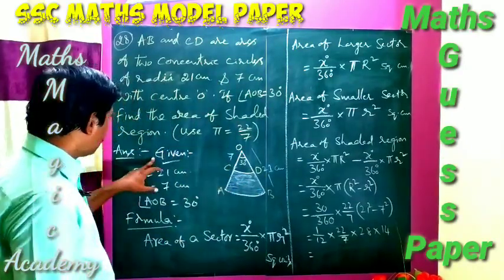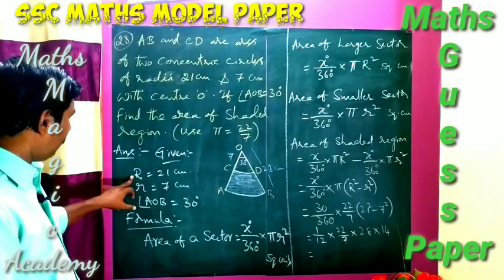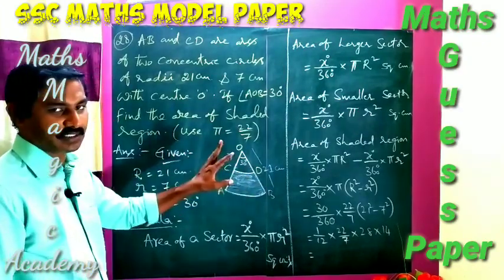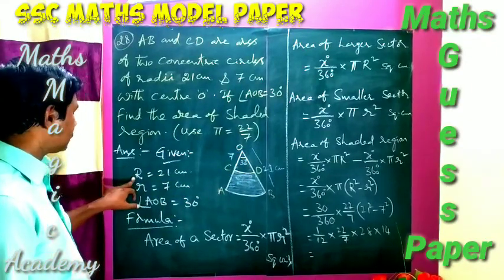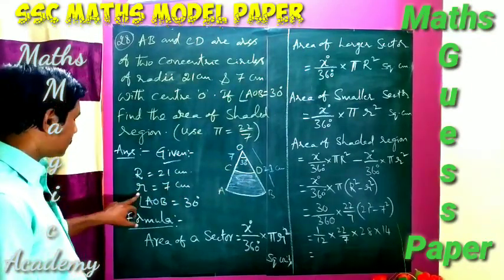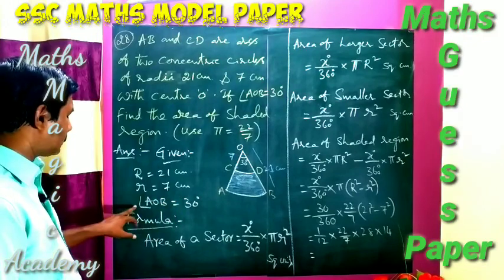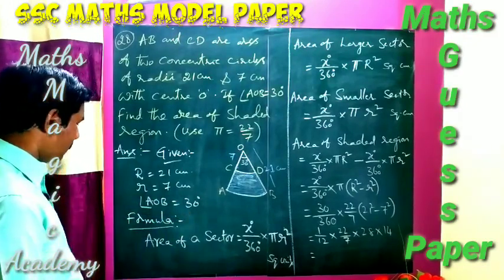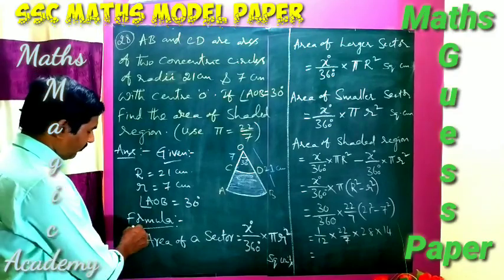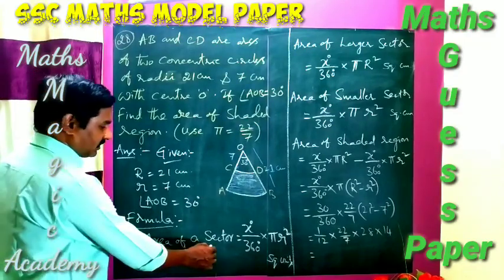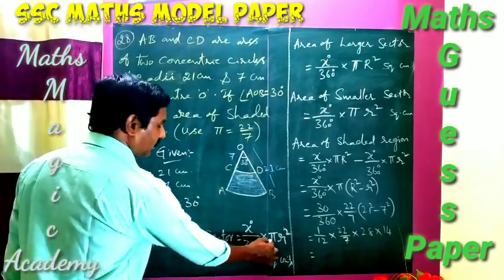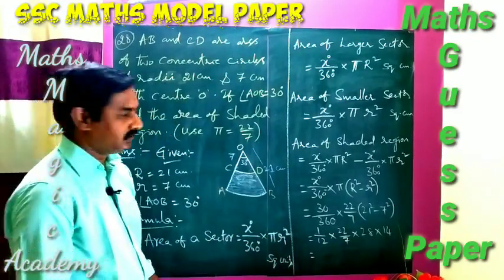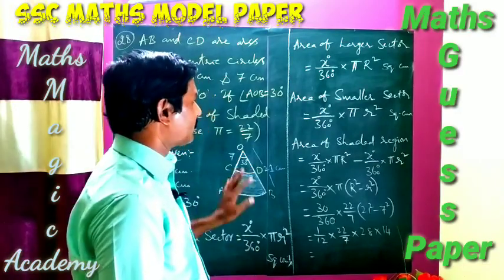Now, the given points, we will write here R. I am assuming capital R. Why? Because one is the big circle and the other is a small circle. So the larger circle radius R equals 21 centimeters, the small circle r equals 7 centimeters, and angle AOB equals 30 degrees. Now we will go for the formula. The formula for the area of a sector is x by 360 into pi r square square units. We will measure area always in square units.